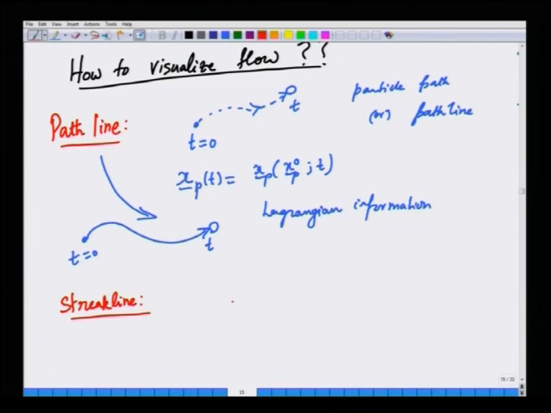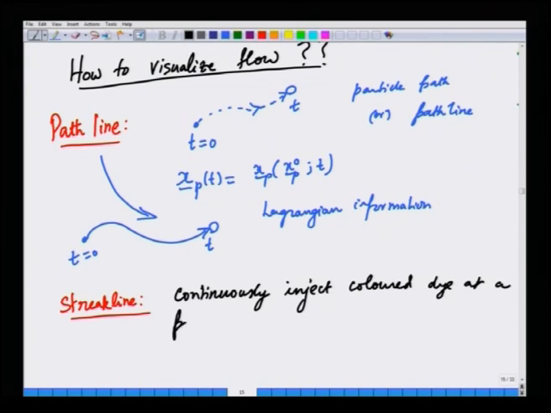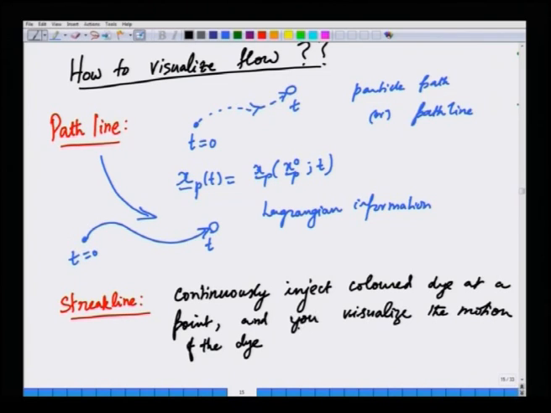A streak line is what you will get if you continuously inject a colored dye at a point and you try to visualize the motion of the dye. I will give an example after I am finished with the definitions.